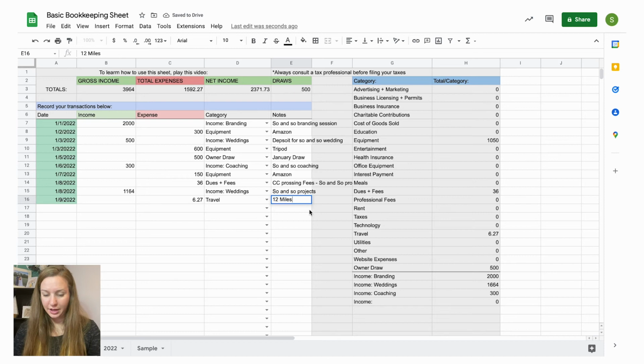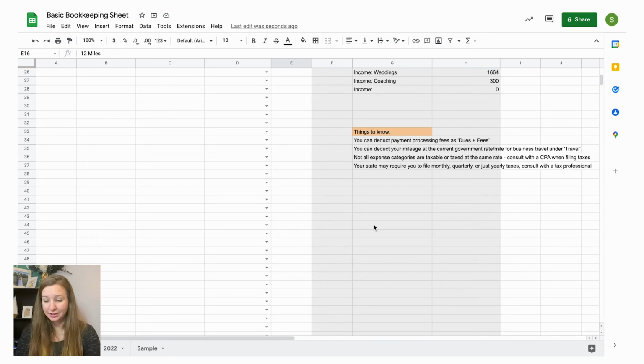And if you know that if you just put in miles, it's going to be on your car, you can just put in 12 miles. Something simple. Make sure you're tracking how many miles you went, because if you got audited, they might want a mileage count. So you want to track that here. If for some reason you needed it, you have all that information. That's how you track travel. But again, make sure you're looking up the current government rate because it does change every year.